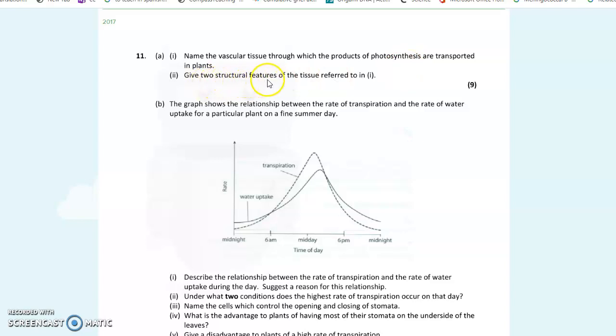Give two structural features of the tissues referred to in one. So what structural features? So you need two of them. So what do you know about that tissue? What does it look like? And how does the way it looks help it do its job?